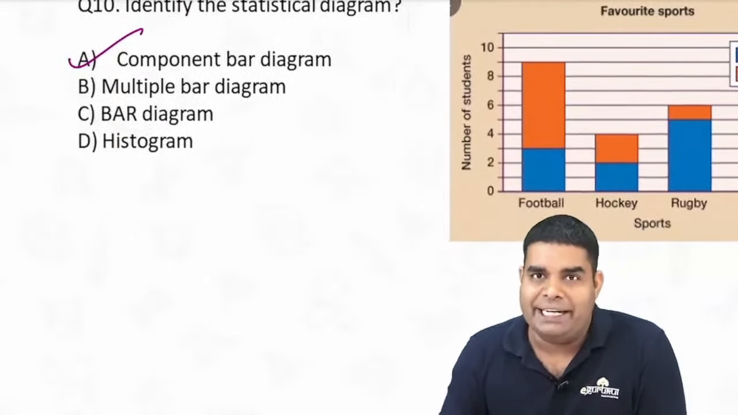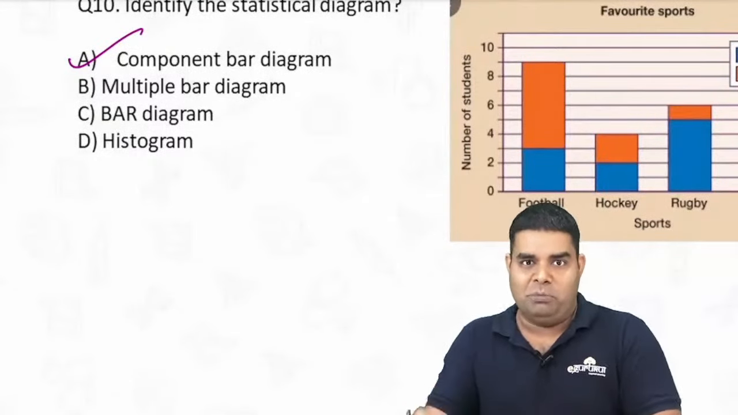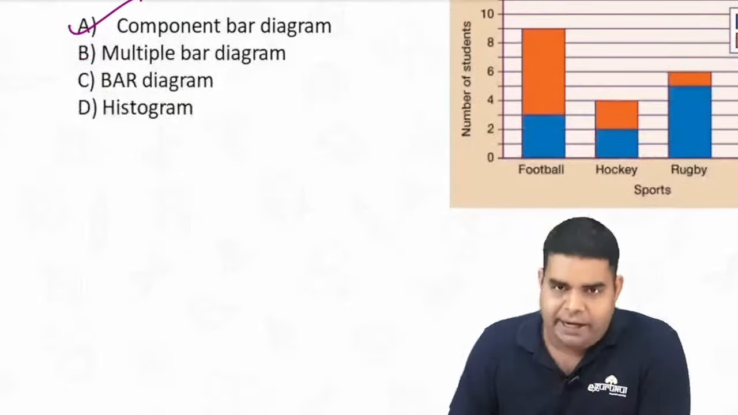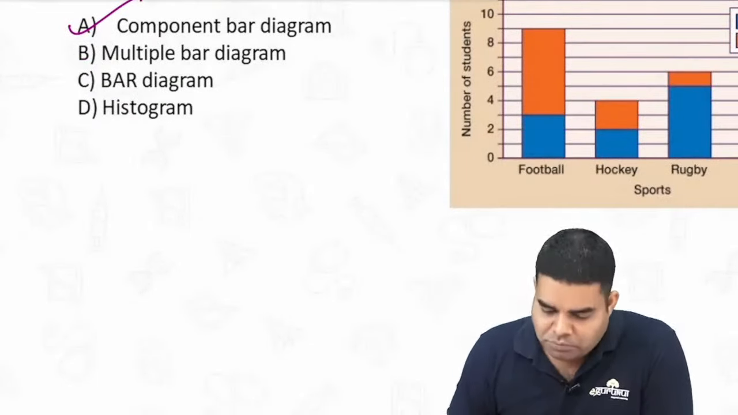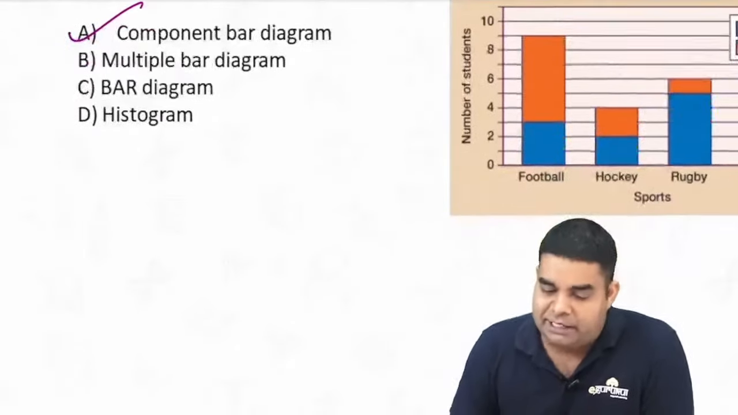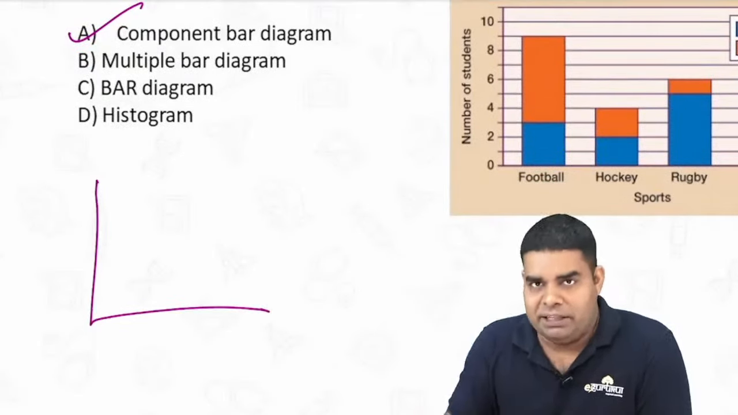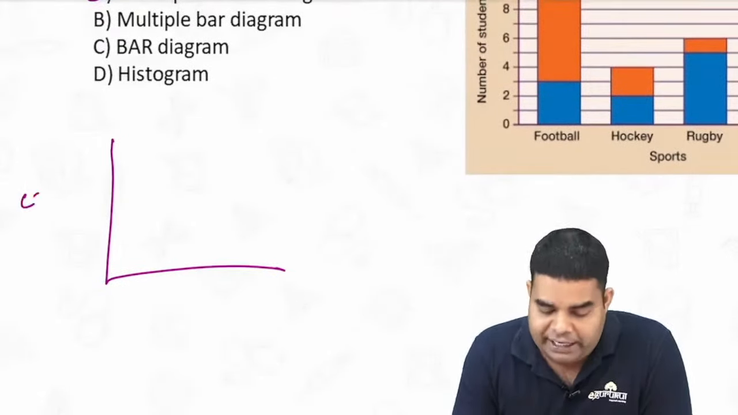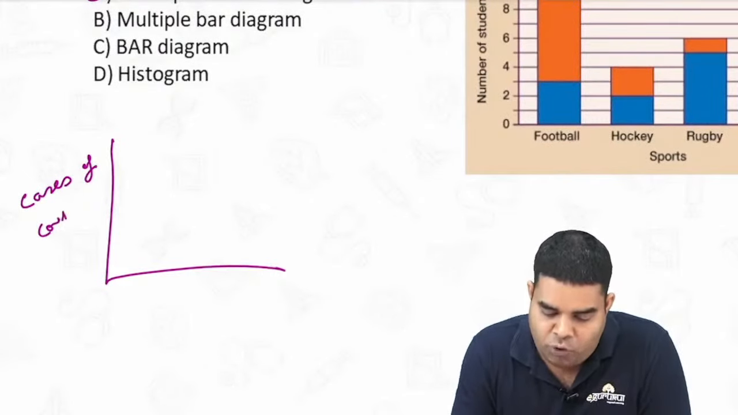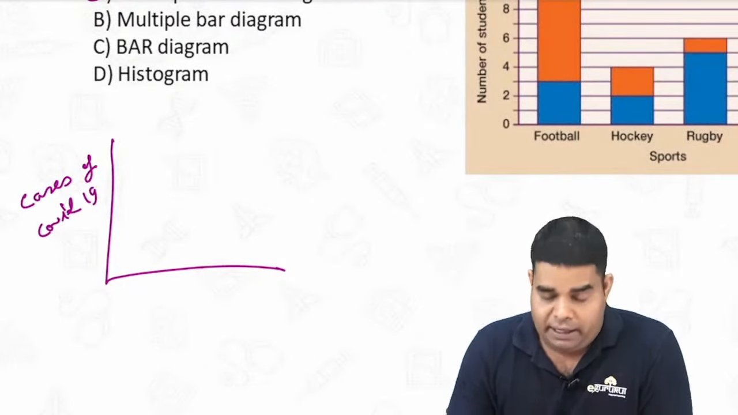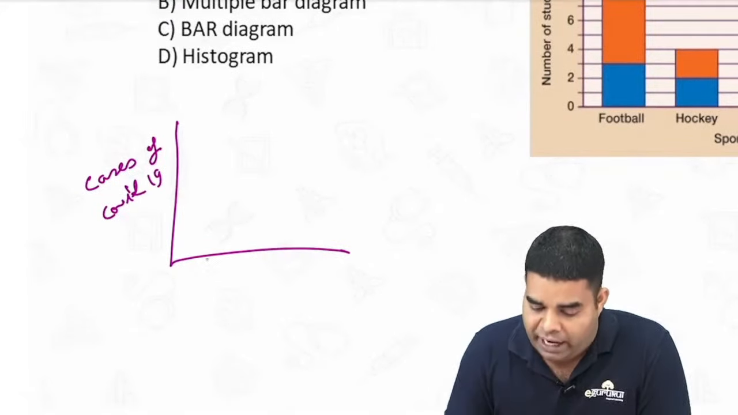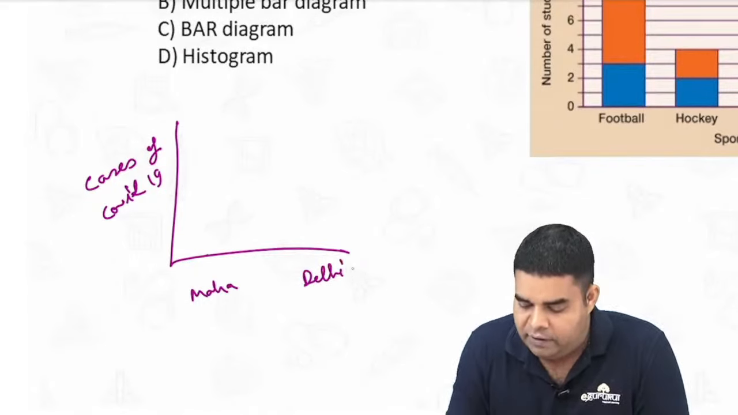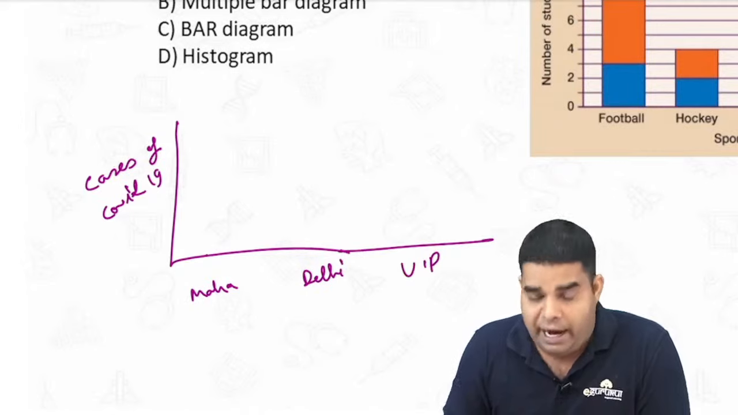Because it is qualitative data. Whether you like football, hockey or not, whether you are a boy or a girl, these are all qualitative, and it's just categorical. Here, one thing I discussed in classes also: suppose we are writing the cases of COVID-19 for Maharashtra, Delhi, and UP.